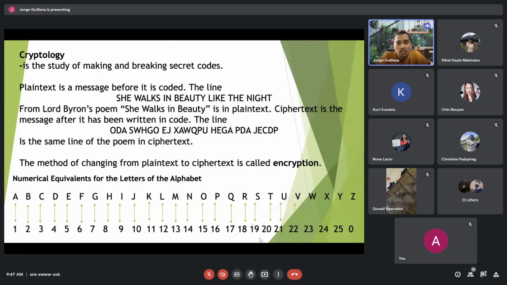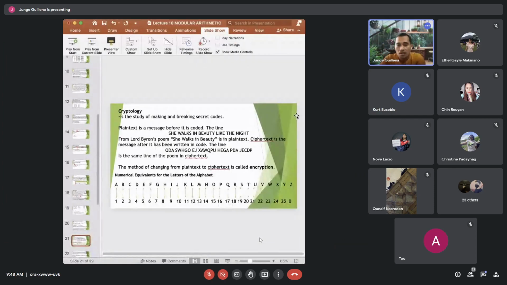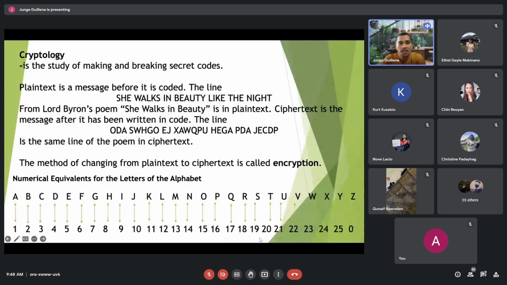Okay, if it stops, it is because Google Meet only lasts up to 45 minutes, then we'll go back in case it happens. Okay? How much time is left? Hello? Okay, any questions? If none, I'll proceed to cryptology. Okay? Yes, sir.